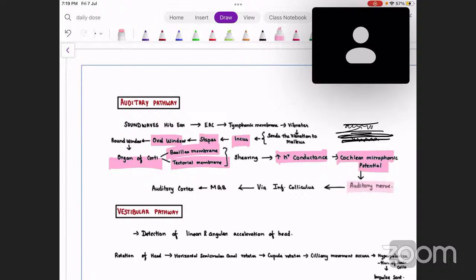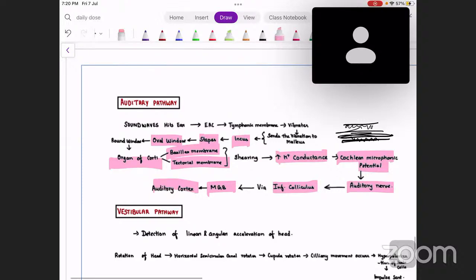That potential will be passed down the auditory nerve to the inferior colliculus to the medial geniculate body to the auditory cortex. This is how it travels, people. Sound wave hits the ear, the external auditory canal, tympanic membrane vibrates, vibration goes to malleus, pushes incus to stapes to oval window to round window to organ of Corti, where shearing of basilar and tectorial membranes happens. Potassium conductance increases, cochlear microphonic potential is generated, the auditory nerve receives that impulse and transmits it to the medial geniculate body via the inferior colliculus and then to the auditory cortex.